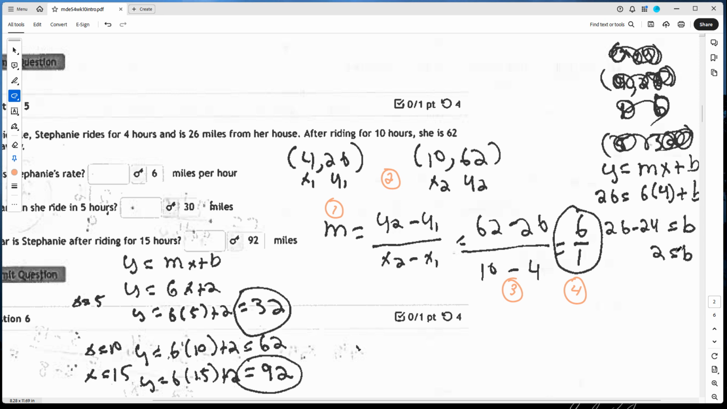26 minus 24 is 2. So I have a model here. I use this model for the next two answers. So in 5 hours, we can plug in for x. In 5 hours, the person will go 32 miles.